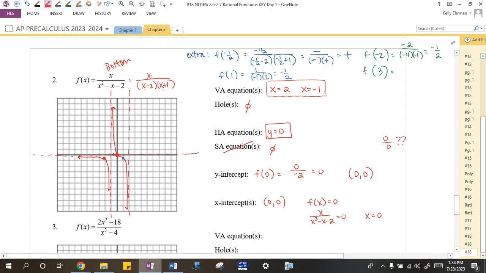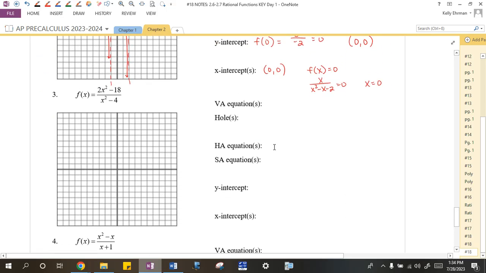All right, and then f of 3. 3 over 3 minus 2 is 1. 3 plus 1 is 4. 3/4. So 1, 2, 3, 3/4. Again, sketch these branches in as nicely as you can. So that's a more complicated graph.